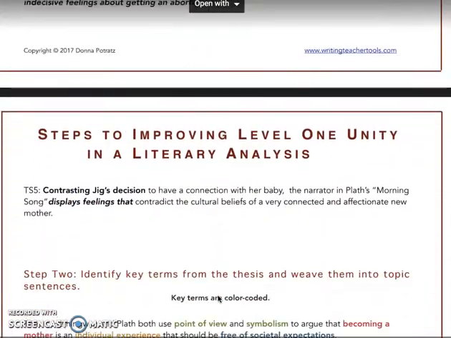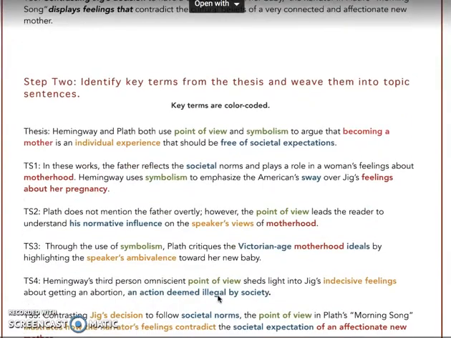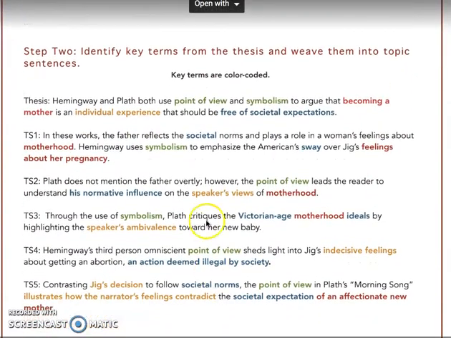The next step that I did was I wove key terms from the thesis. So I went through the thesis and I looked for where her key terms are. In this scenario, point of view and symbolism, those were her literary elements, so those were really important. The topic of becoming a mother, and then the claim here is an individual experience that should be free of societal expectations. So I took that language and I color-coded it here so you can see how it's weaving in these elements through various ways in the topic sentences.